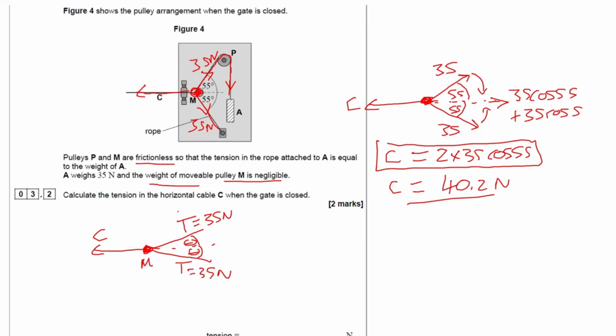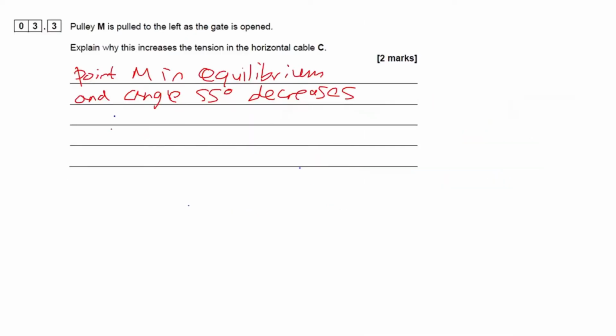Okay, so explaining what would happen to C as a result of that, looking at our equation, we said that C was equal to 2 times 35 cos theta. Now if you look at the equation, as this decreases, it increases the whole value of C. C increases.